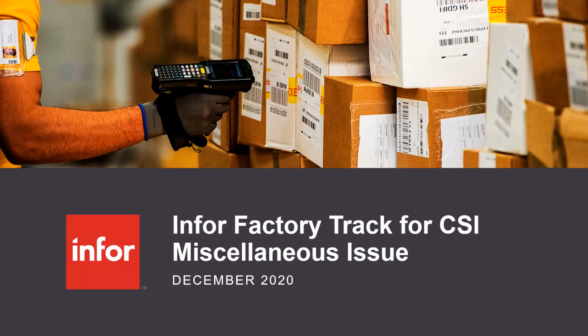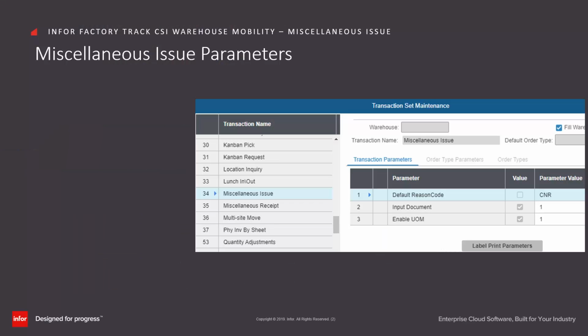Infor Factory Track for CSI, Miscellaneous Issue. To issue items that are not associated with an order, use the Miscellaneous Issue transaction.